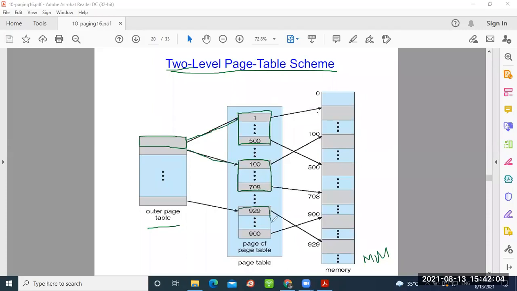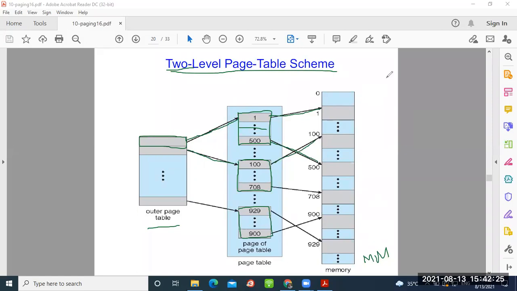Fine. Now this inner page table is divided into different blocks, and each of these different blocks is now mapping to the main memory. Each of these is mapping to the main memory. So what is the benefit of that?